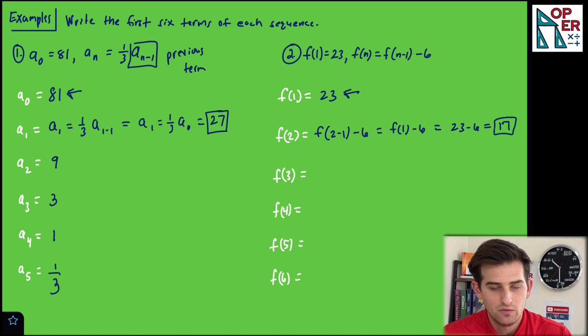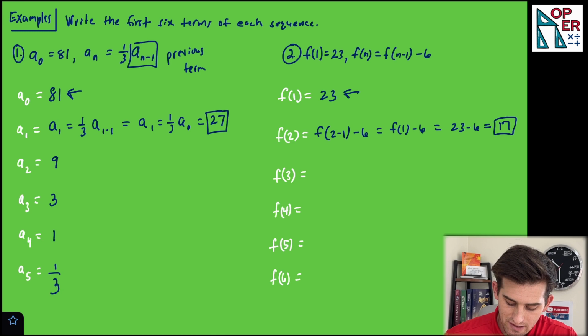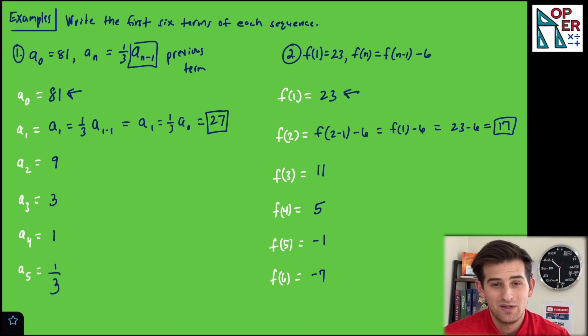So now what are we doing? Well, we're just taking our previous term and subtracting 6. So we start off with 23. 23 minus 6 is 17. 17 minus 6 would be 11. Minus 6 would be 5. Minus 6 would be -1. And minus 6 would be -7. And that is how we can evaluate a recursive rule for a sequence.